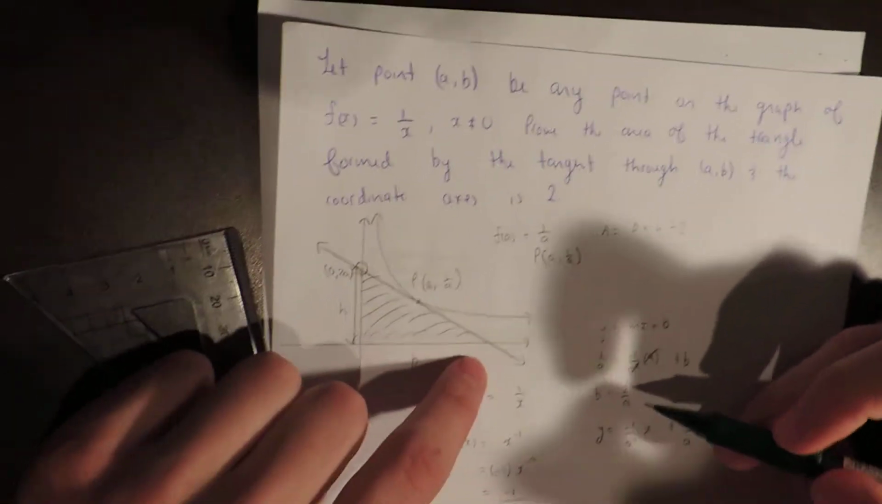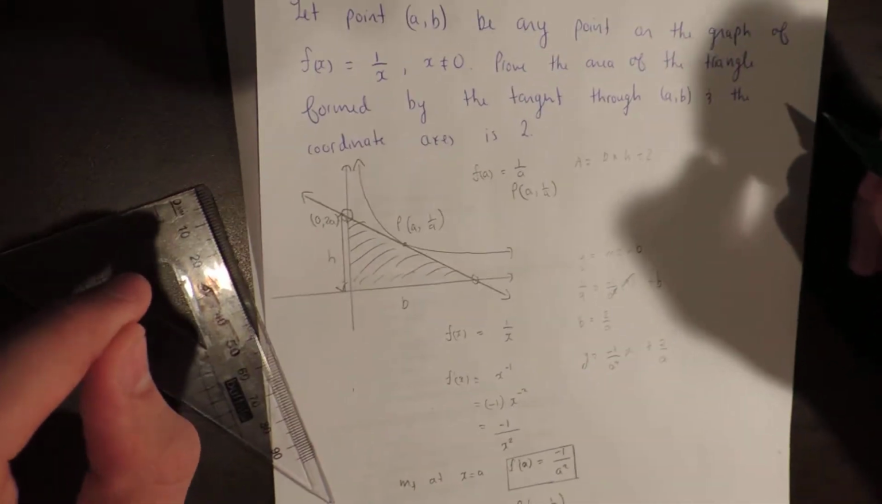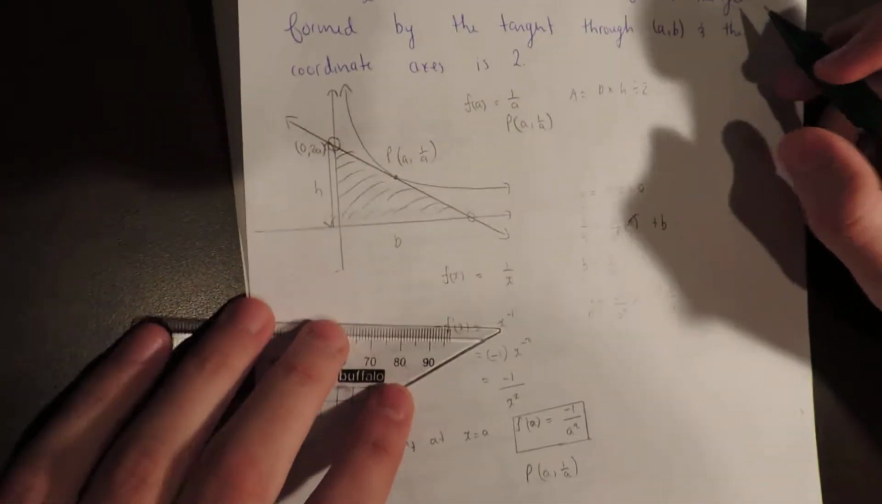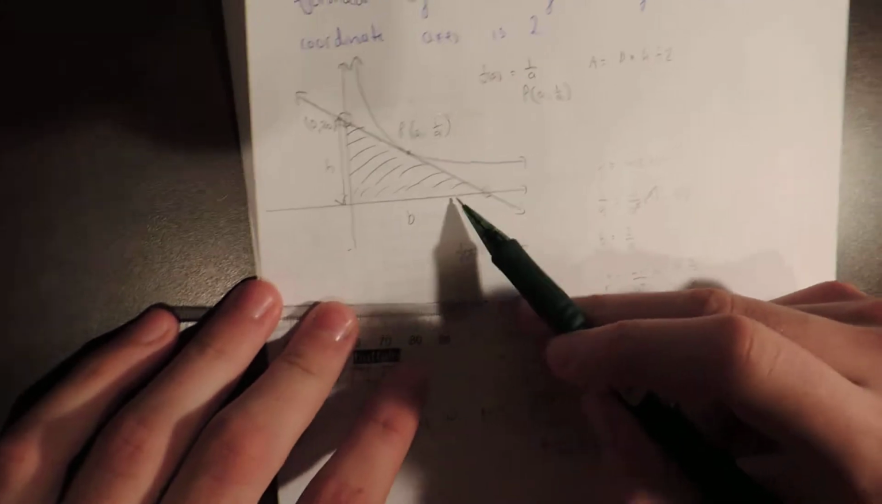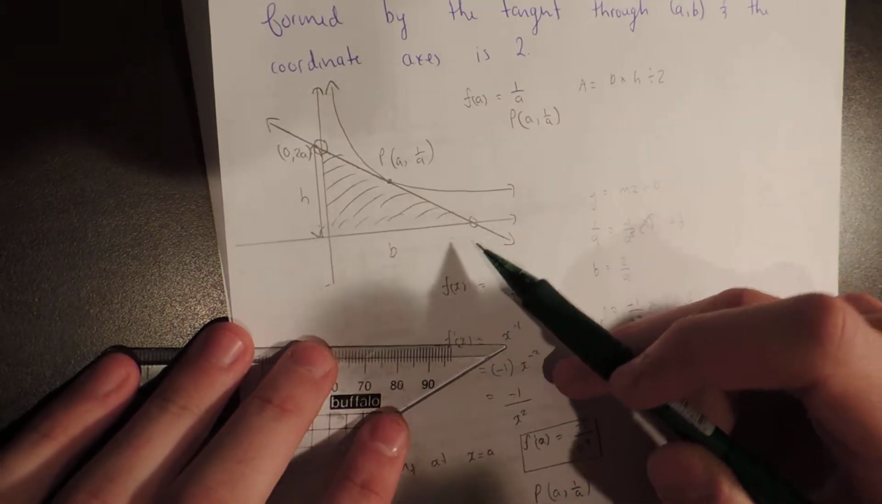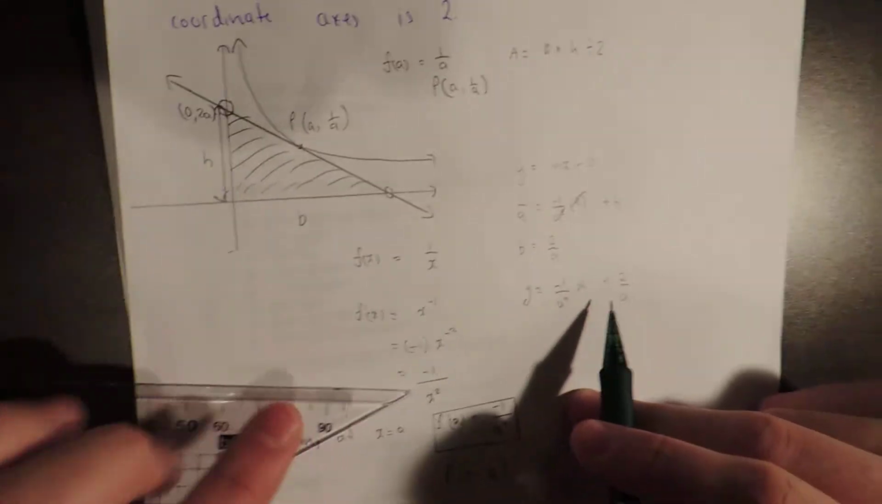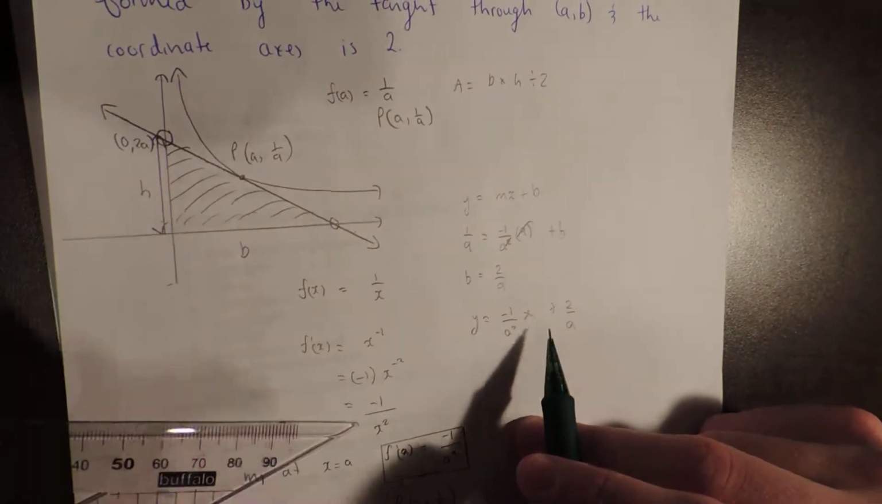Now we need to find the base, so we need to find this point. So how do we find the base? We set y equal to 0, because x is some point over here, and the y coordinate will definitely be 0. So you set this equation, you set y equal to 0, and then you'll get the base basically.